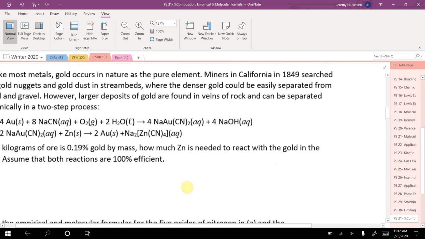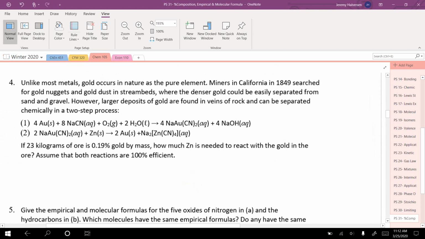All right, unlike most metals, gold occurs in nature as the pure element. Miners in California in 1949 searched for gold nuggets and gold dust in stream beds, where the denser gold could be easily separated from sand and gravel. However, larger deposits of gold are found in veins of rocks and can be separated chemically in a two-step process. Okay.